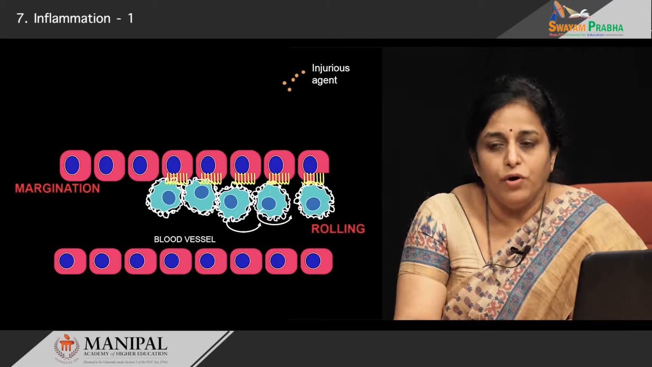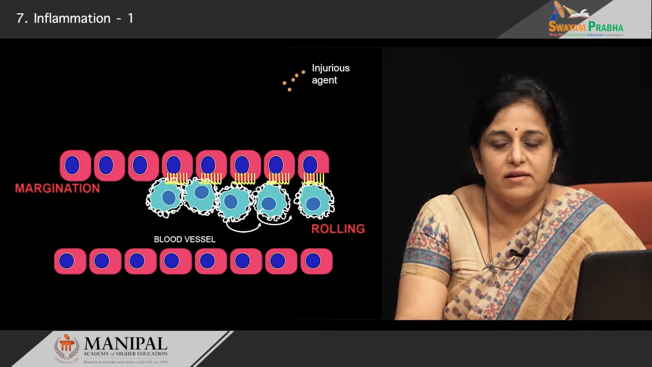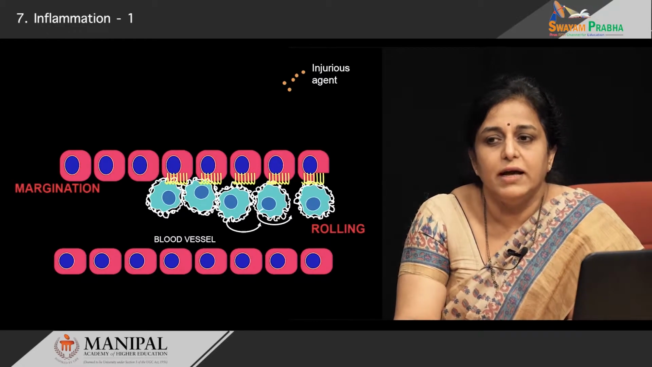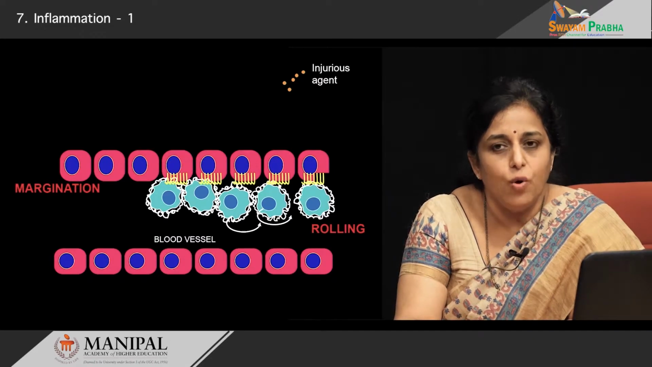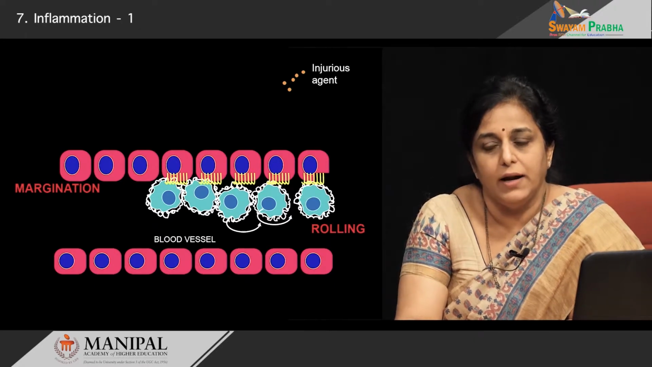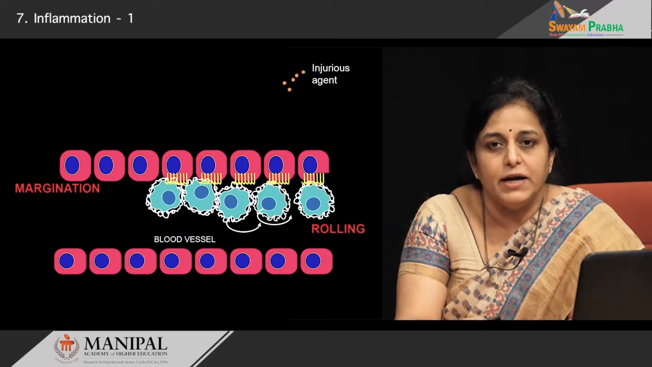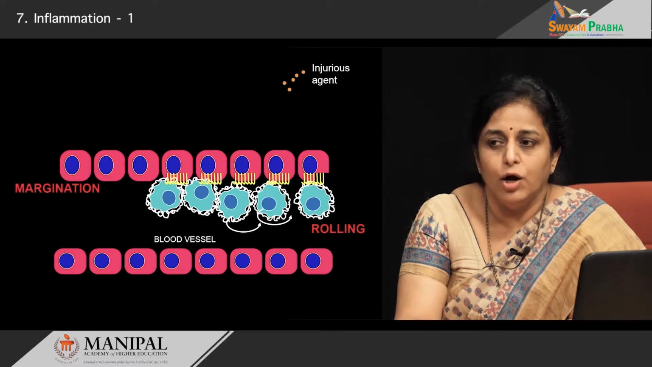Okay, so what we are seeing here in rolling is that the adhesion molecules on the endothelial cells and the complementary adhesion molecules on the leukocytes bind to each other. However, this is a very low affinity adhesion which gets disturbed by the fast flowing blood, because of which they detach, only to get attached to the next endothelial cells, resulting in rolling.